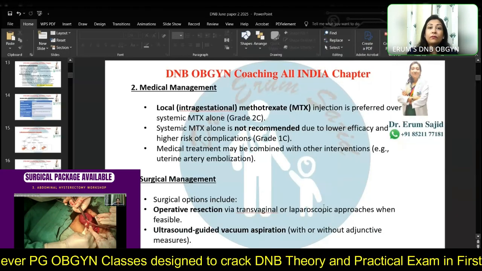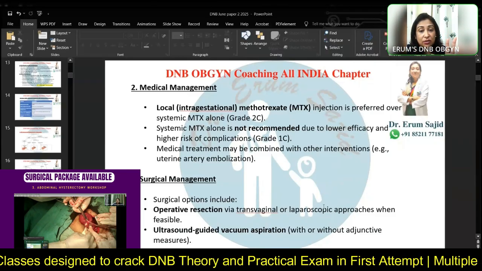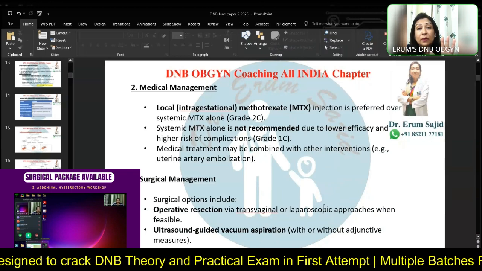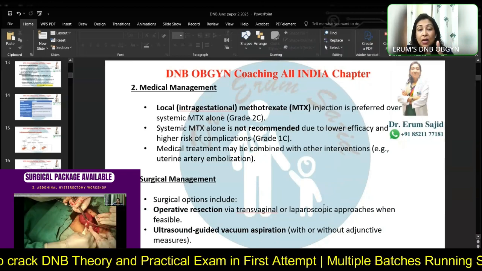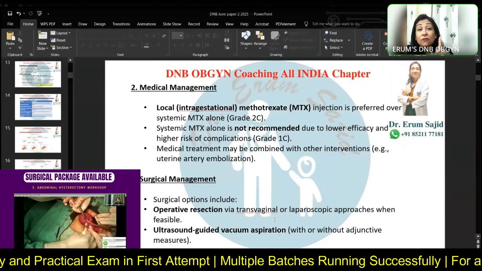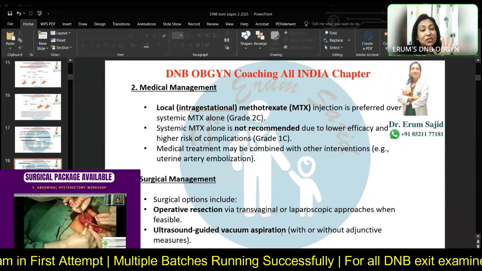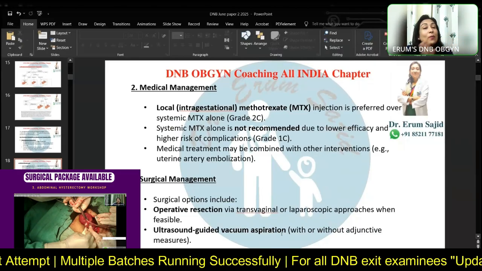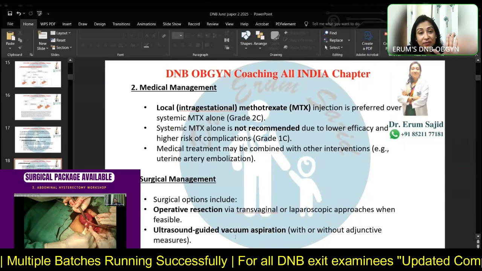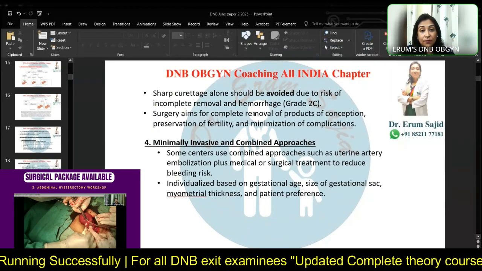But surgical management, now be very careful here. Operative resection via transvaginal or laparoscopic approaches only when feasible. Ultrasound guided vacuum aspiration with or without adjunctive measures. You will require adjunctive measures, by the way, let me tell you. You can't do a vacuum aspiration without adjunctive measures. Sharp curettage alone, never. Please do not.